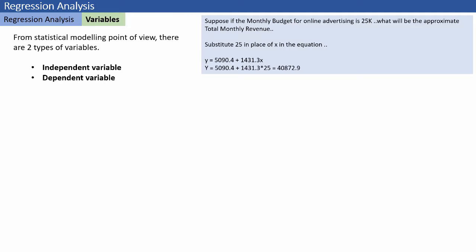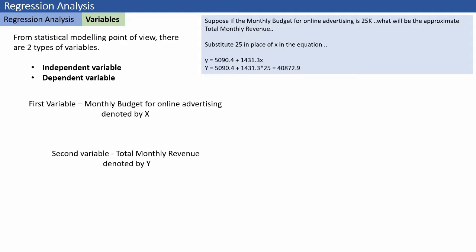First one is monthly budget for online advertising. We denoted it by X. This is the variable we substituted in the straight line equation to get total monthly revenue. This total monthly revenue, which we denoted by Y, makes our second variable.